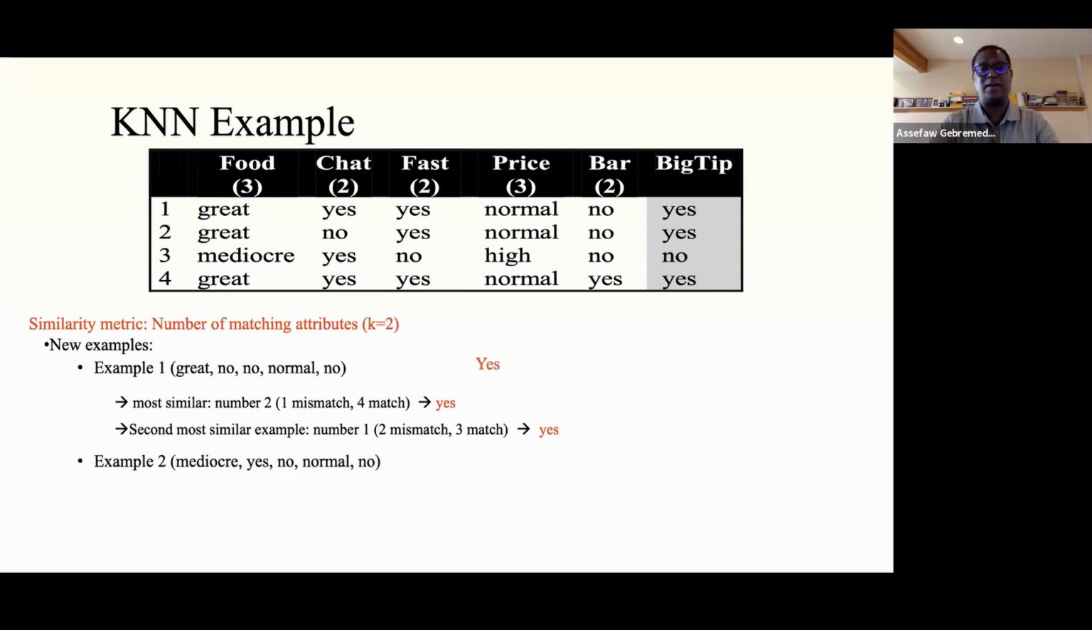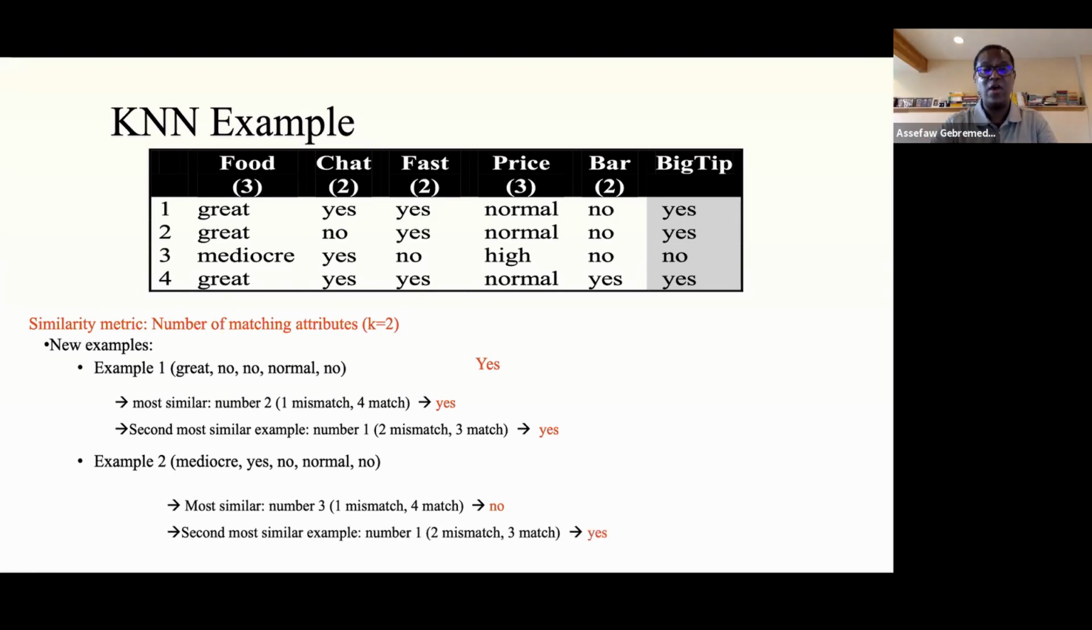When another customer comes, and here is what you know their rating is, or their evaluation of these things, you would see the most similar one is number three. It has four matches and one mismatch, and that customer has said a no. And the second most similar one is the number one customer. There are three matches and two mismatches, and that one has said yes. So you are now in trouble.